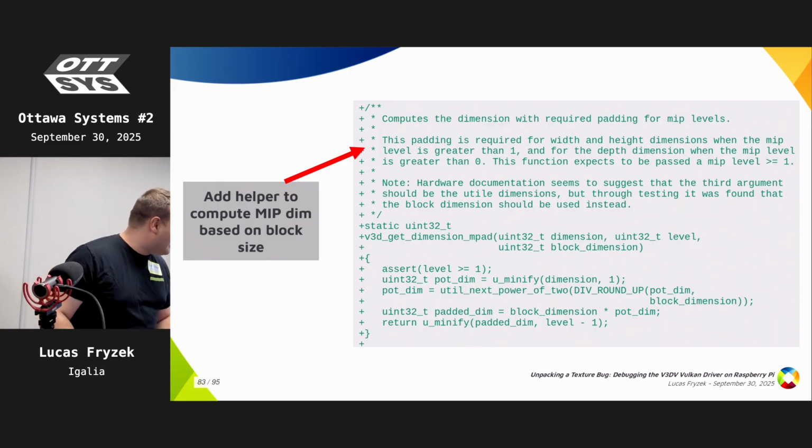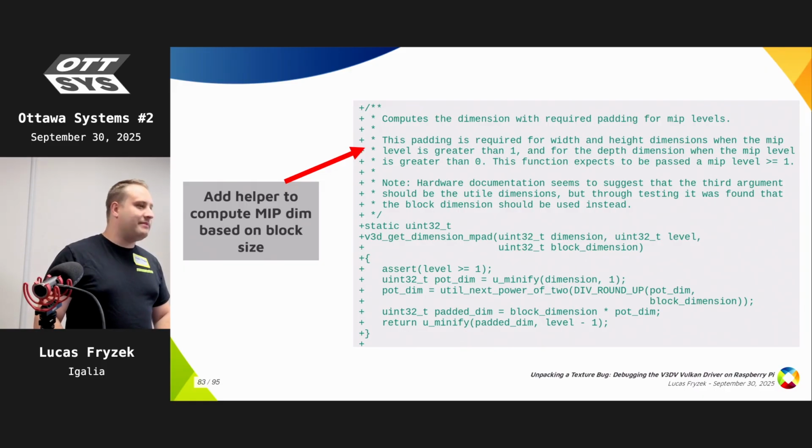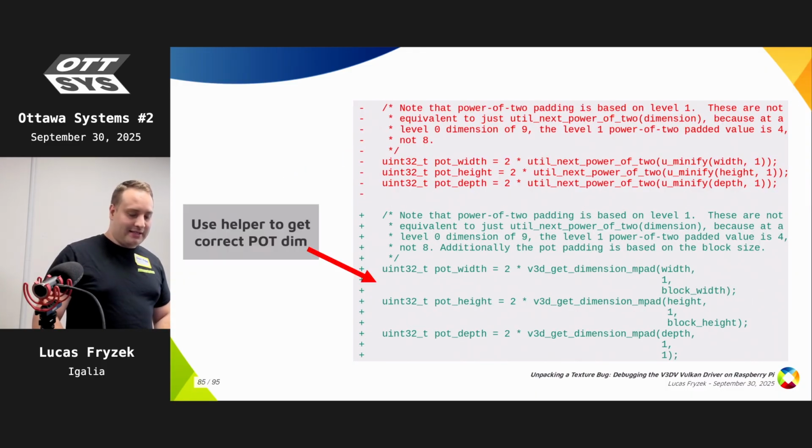And I'm going to do something interesting at the bottom here. I'm going to take the padded dimension and convert it back into raw pixels. Don't worry about that right now. I'll make a note right before the end about why I needed to do that. But then we can just take that helper we just wrote and use it instead of the calculation that was done there. And that's really all we have to do.